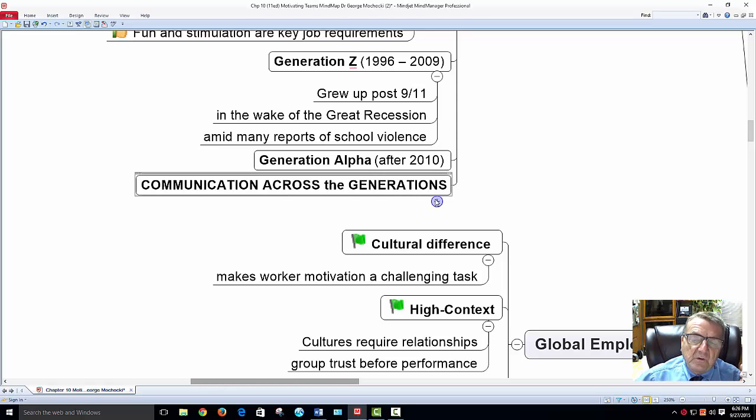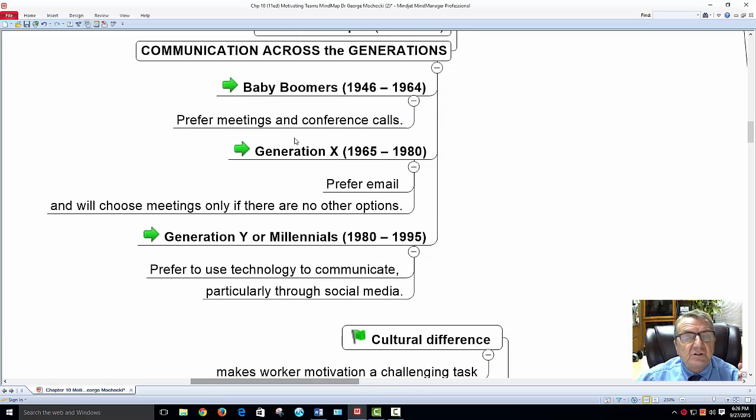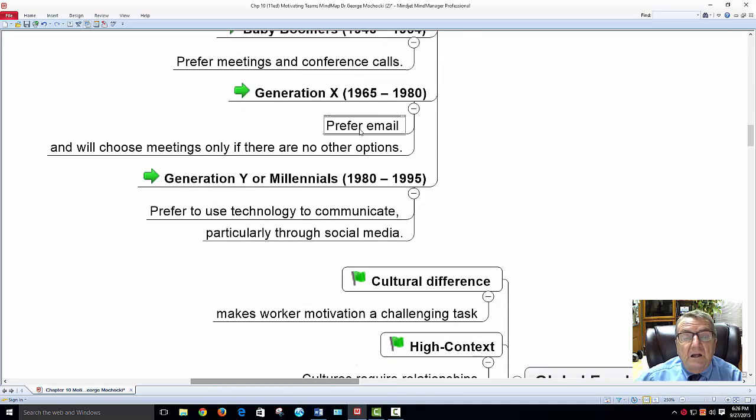Now here's where you're looking at motivation, communication again. So baby boomers, if I'm looking at communication, prefer meetings and conference calls. Generation X prefers emails and will choose meetings only if there's no other option.